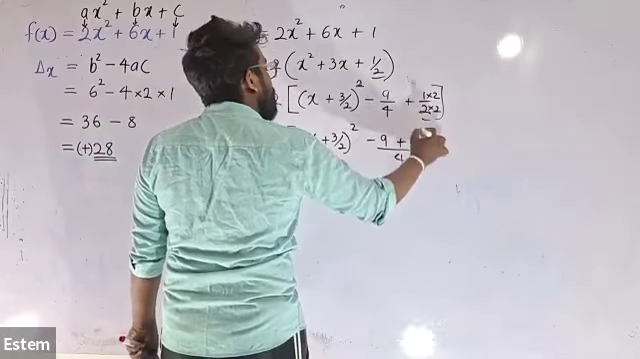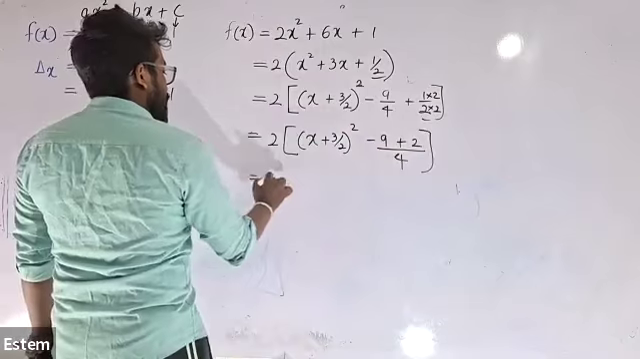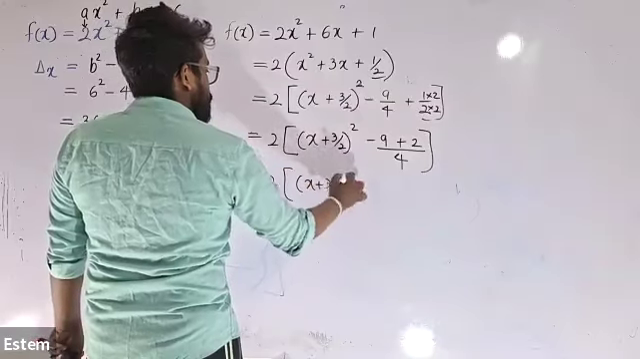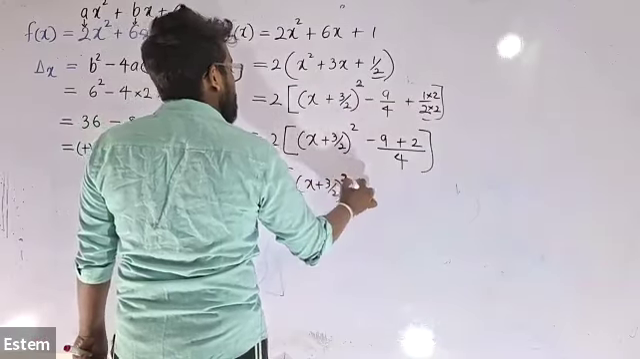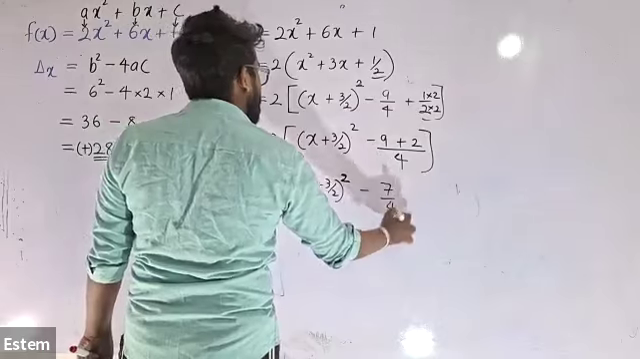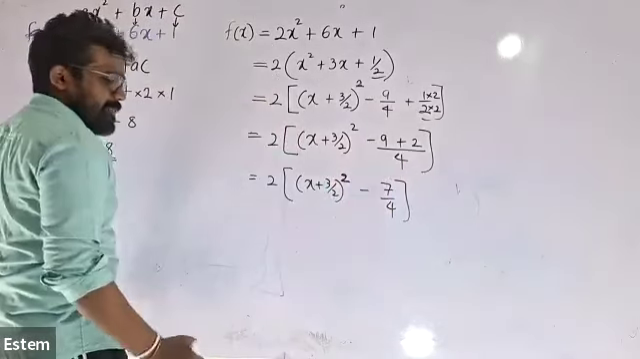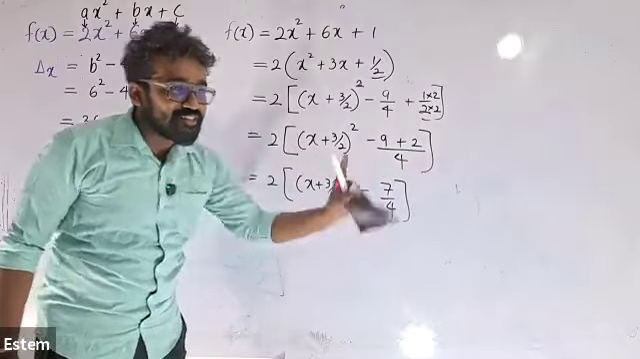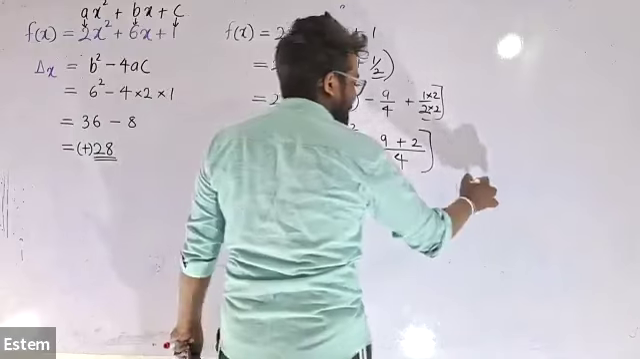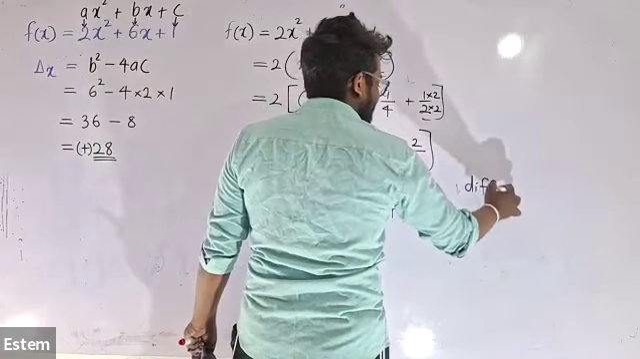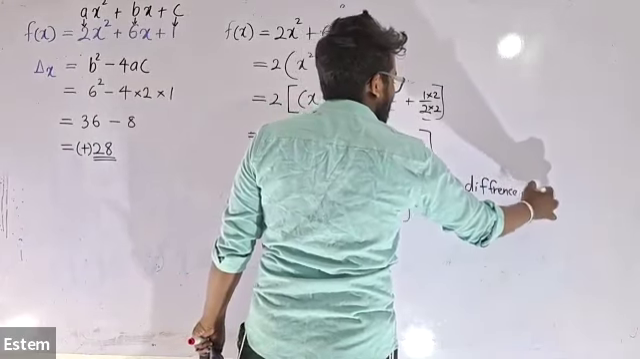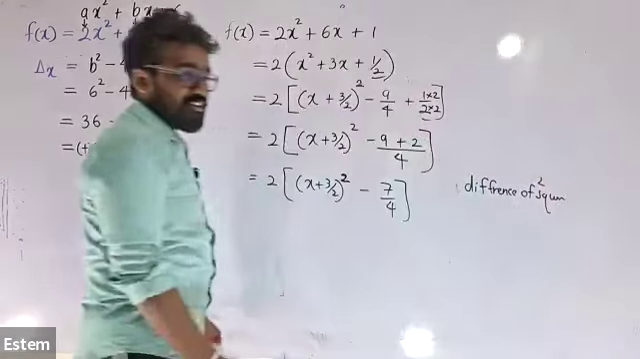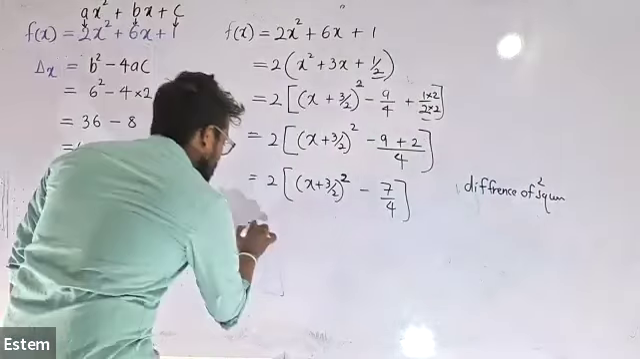It is a common denominator. So 2 times x plus 3 over 2 squared, and here it is minus 7 over 4. Do you know, I can write this as a difference of two squares. How do I write that? I can write this as a difference of two squares. Please wait.